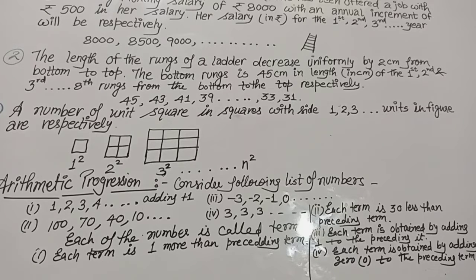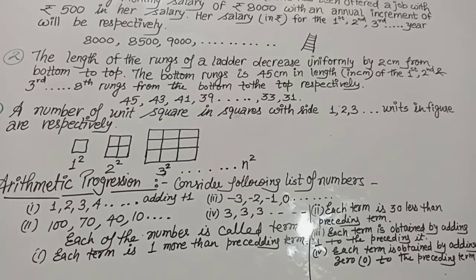So in all the above lists, every successive term is obtained by adding a fixed number to the preceding term. So what is arithmetic progression? In all the above lists, every successive term is obtained by adding a fixed number to the preceding term. So this is introduction part 1.